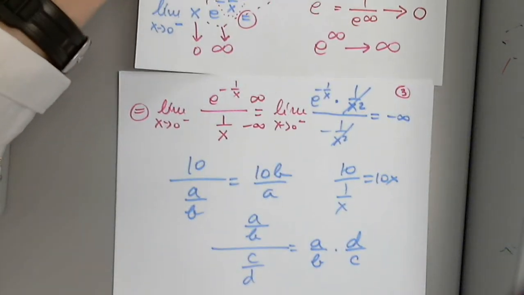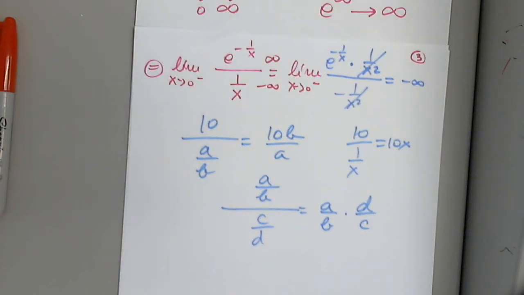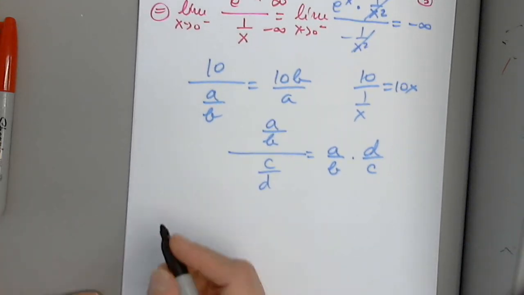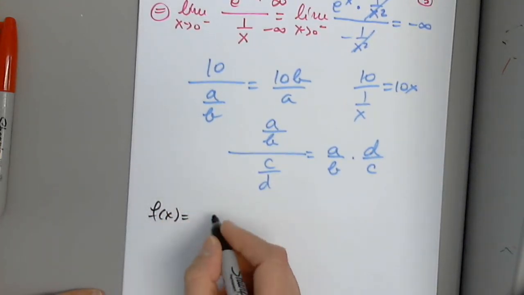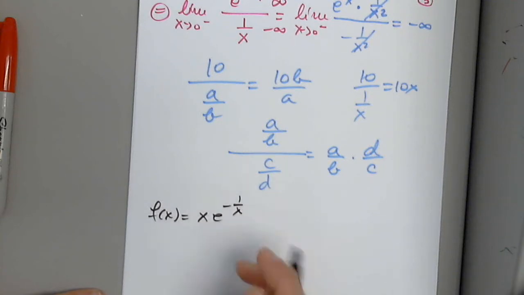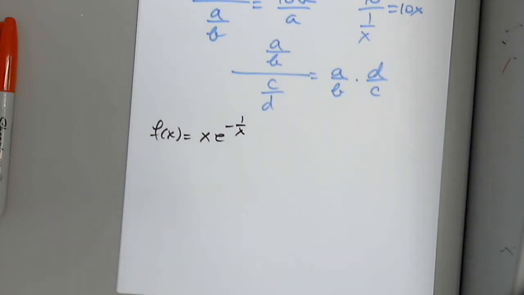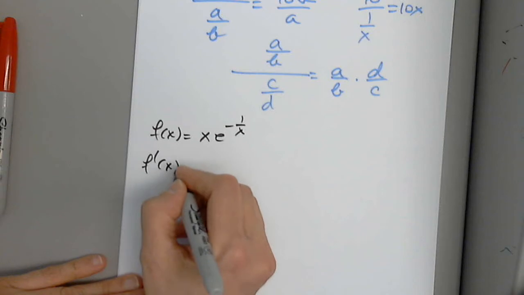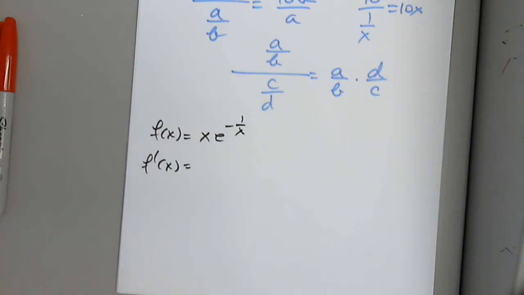Okay, now we're ready for the first derivative. Any questions? Okay, so let's start now. I copy the function one more time, x e to negative 1 over x. So let's find the first derivative. Can anyone help with the first derivative? Very good. We don't need the logarithmic differentiation because we can differentiate. It's a product. Good, ready?